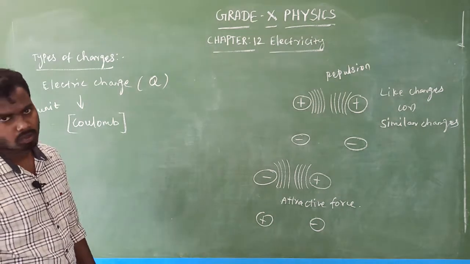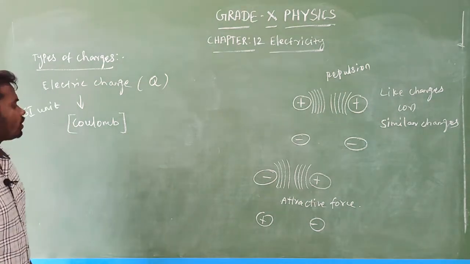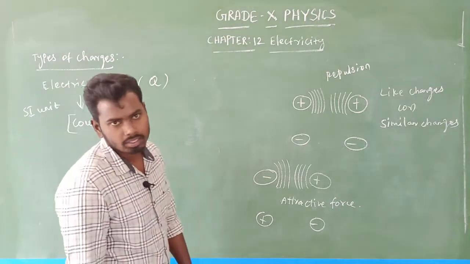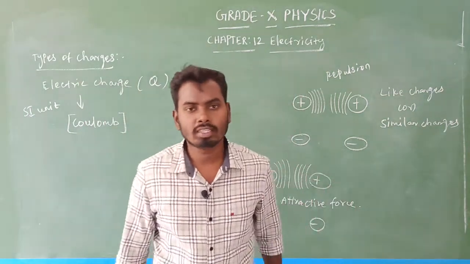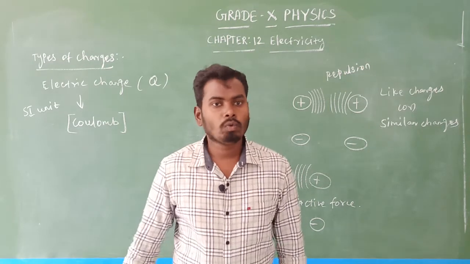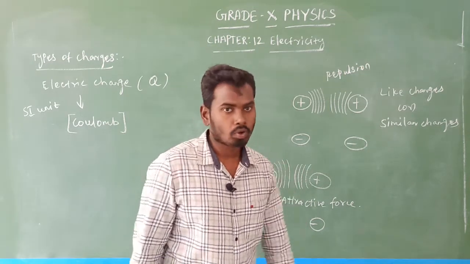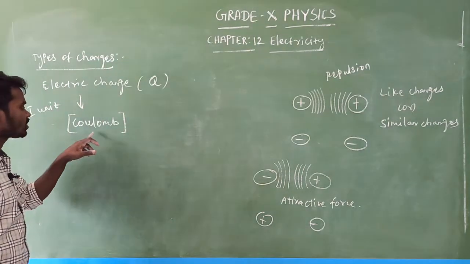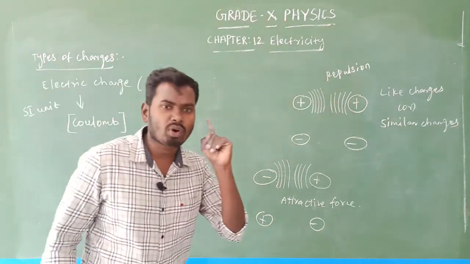C-O-U-L-O-M-B. That pronunciation is coulomb, not column. Okay, the SI unit of electric charge is coulomb. This is very, very important.